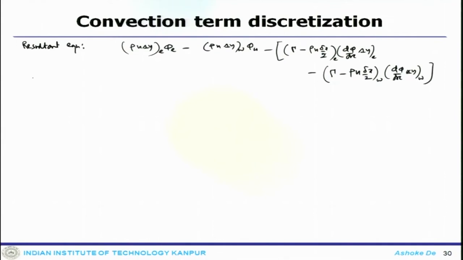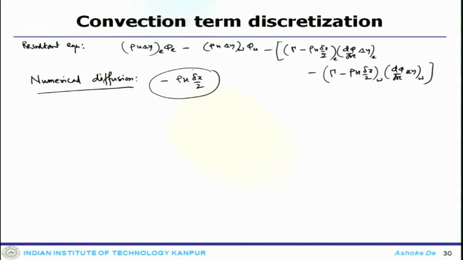Again here the numerical diffusion is of the order of minus rho u del x by 2. Now, compared to the standard upwind scheme, the numerical diffusion comes with a negative sign, which acts as decreasing the diffusion coefficient. Its effect is like an anti diffusion. In this downwind scheme, this is termed anti diffusion because the error comes with a negative sign.